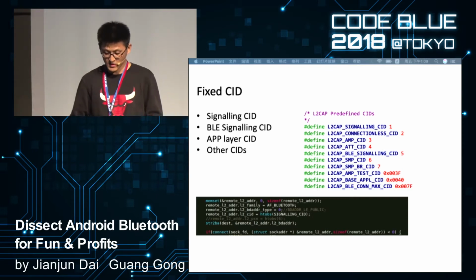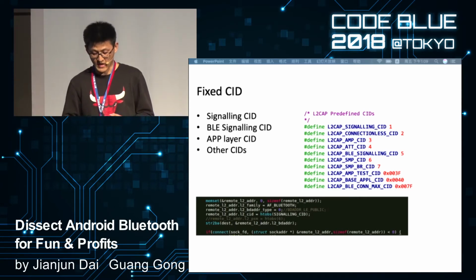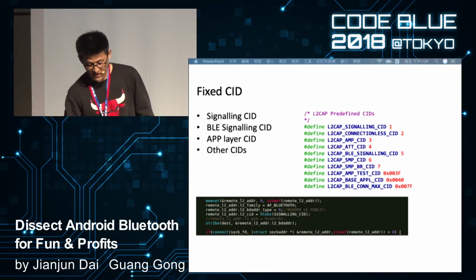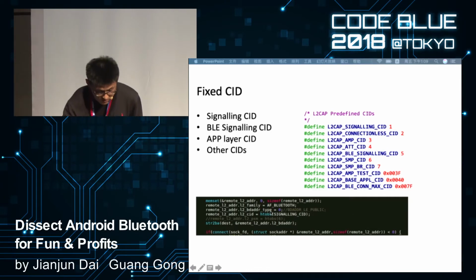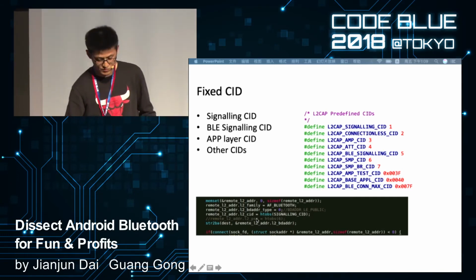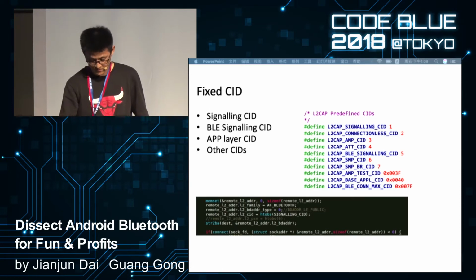When creating a fixed CID socket, we have to set the value of the struct member l2_cid, not l2_psm. You can see that it is l2_cid, not l2_psm, when you create a fixed CID socket.